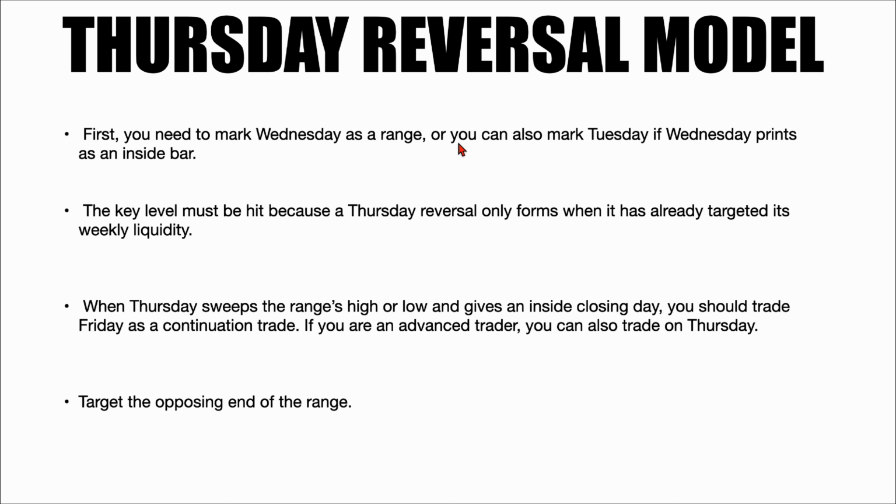However, if Wednesday forms an inside bar, then look at Tuesday's range to catch the move. This is where the market begins to set its ranges, and we need to focus on these levels. Now let's talk about Thursday, which will be our main focus. A Thursday reversal typically happens when the market has already reached its liquidity target. This means the market is preparing for a shift, and this is where you need to pay attention.